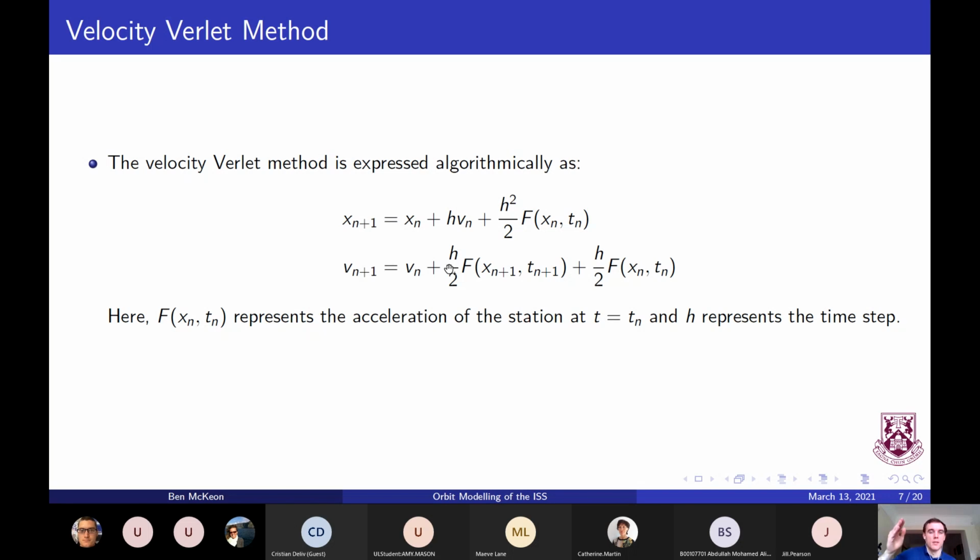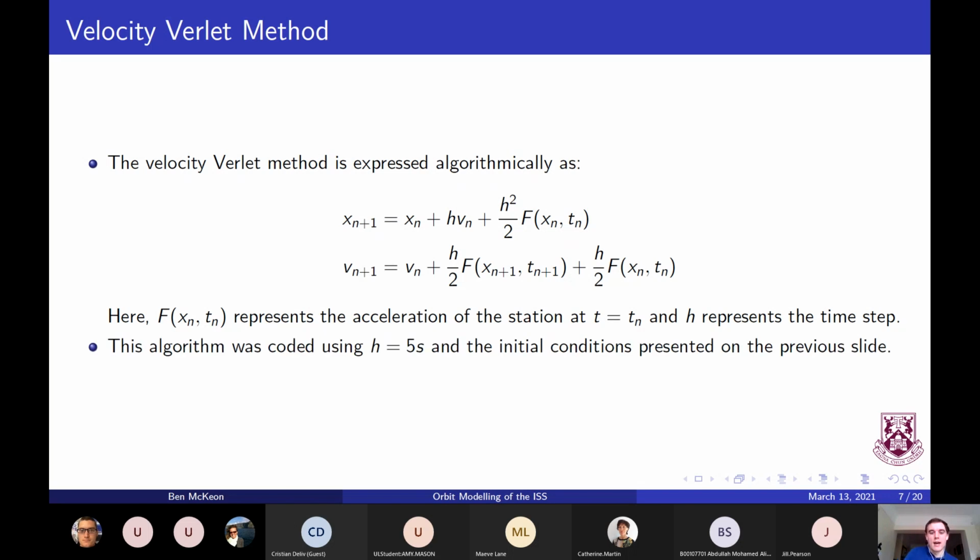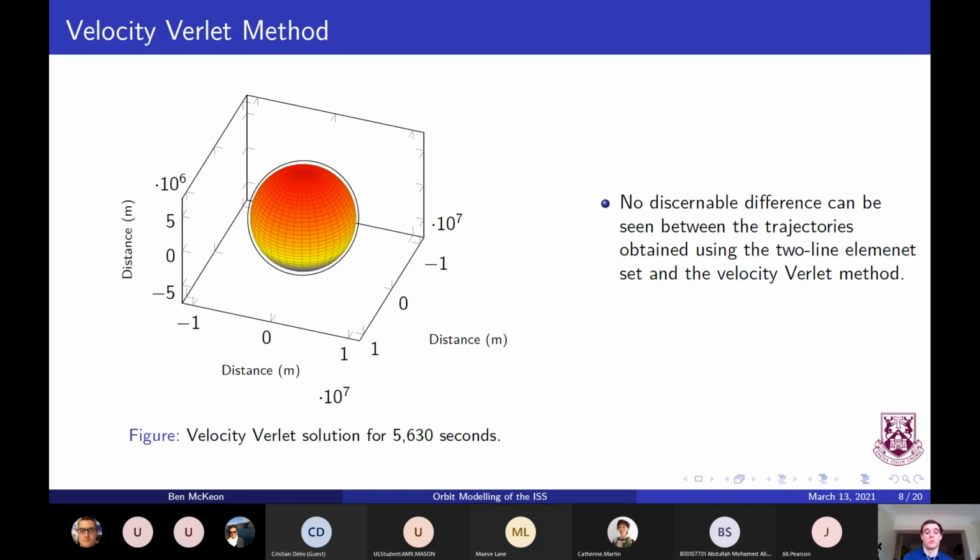So if we try to update the position and the velocity, say every 5 seconds, which is what I did, and using the same initial conditions on the previous slide, we get the following result, which looks virtually identical to the SGP4 model.